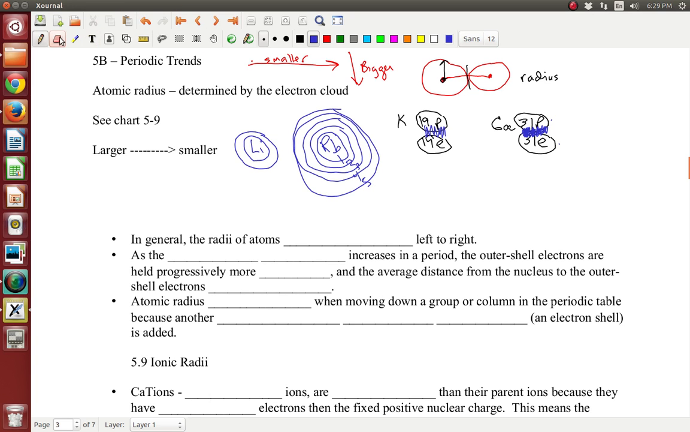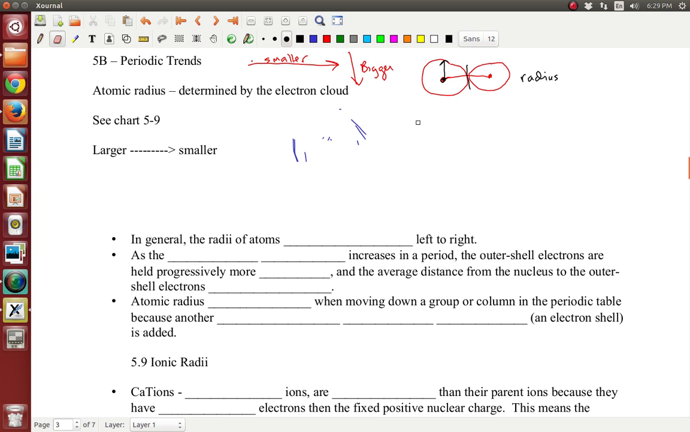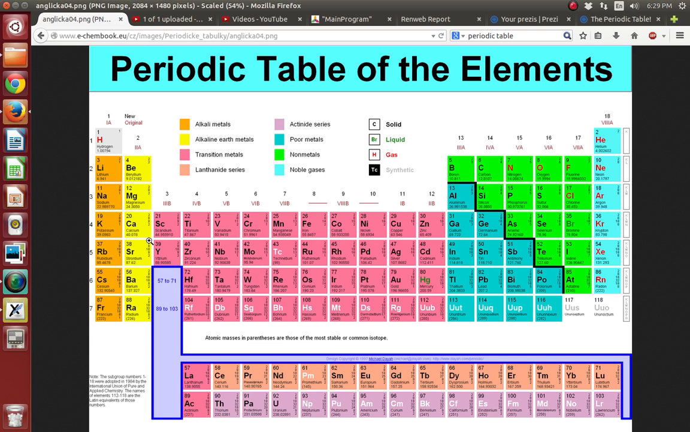So let's compare a couple of these guys. Get a bigger eraser here. Erase all this. And let's determine which ones would be larger. Okay, if I compared barium 56 with 6 energy levels and chromium 24 with 4 energy levels. So barium 56 with 6 energy levels and chromium 24 with 4 energy levels.